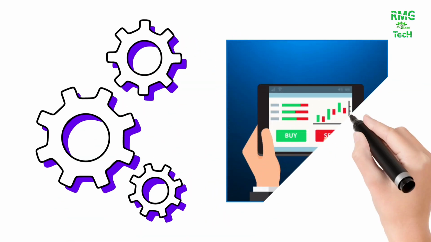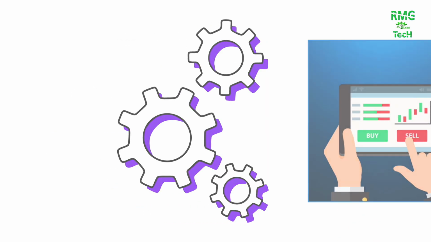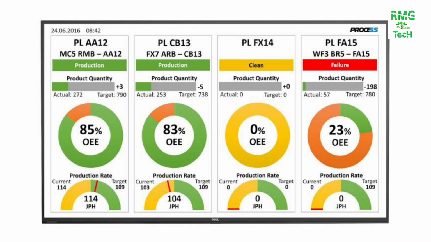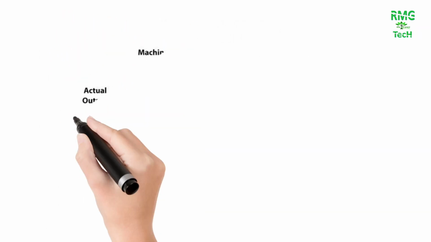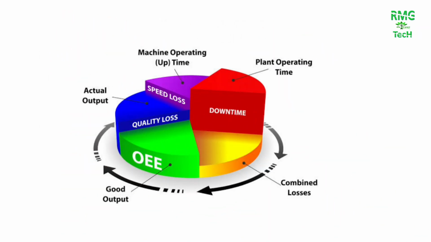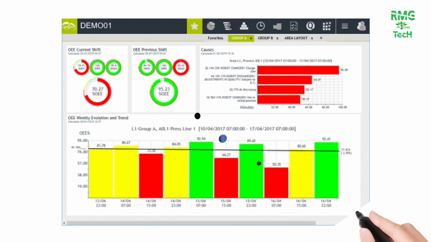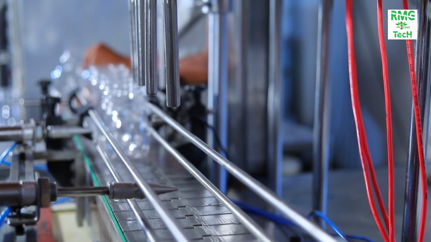Collect data. Start by gathering data on availability, performance, and quality metrics. This can be done through manual tracking or using automated systems. Analyze data. Use the data collected to identify areas of low OEE and determine the root causes of the issues.